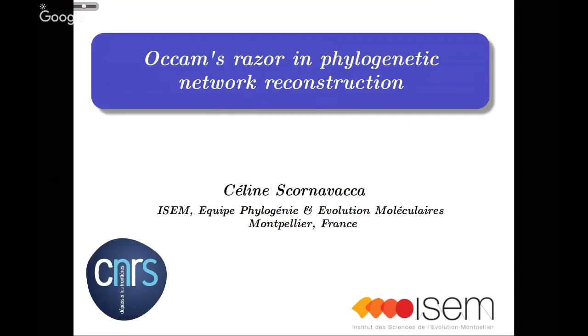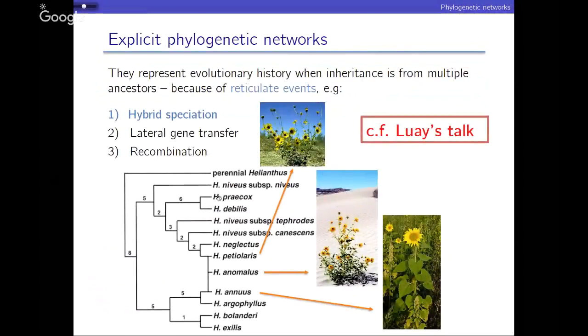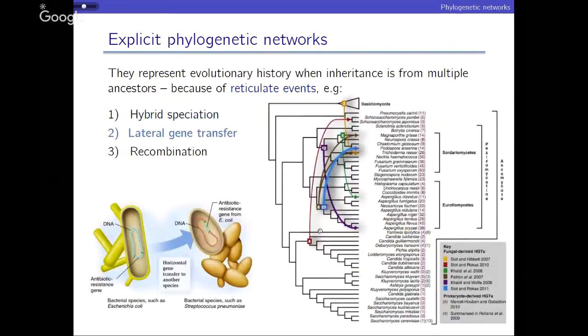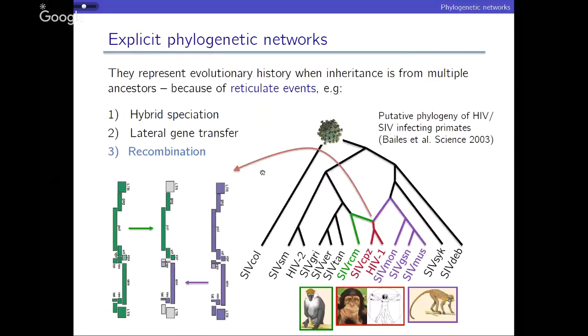So why do we use phylogenetic networks? We use phylogenetic networks because trees are not suited to represent evolution when inheritance from multiple ancestors is present in species. Examples of such circumstances are hybrid speciation, horizontal gene transfer, or some recombination events.